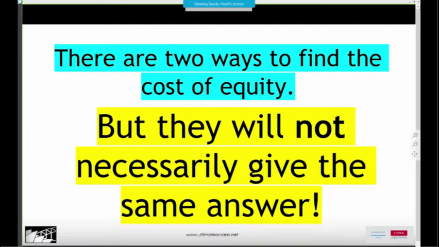cost of equity one way is based on what the company has done in terms of the dividends it's paid in the past and what it's planning to pay in the future, and the other one is based on interest rates in the marketplace itself. So don't expect the two to give you the same answer, but both of them are very useful in business, and you can use them to help assess what discount rate to apply to projects.